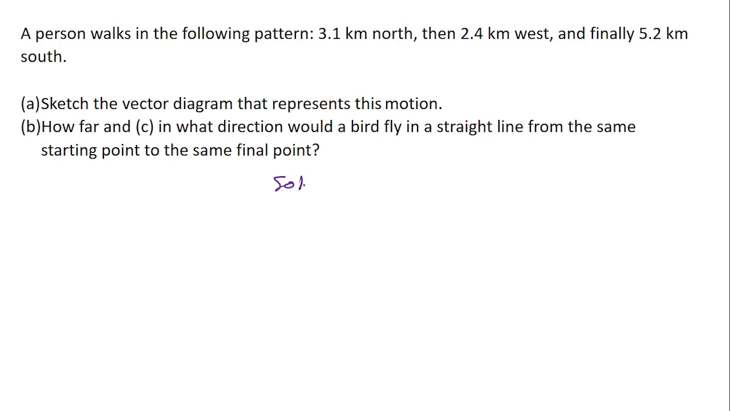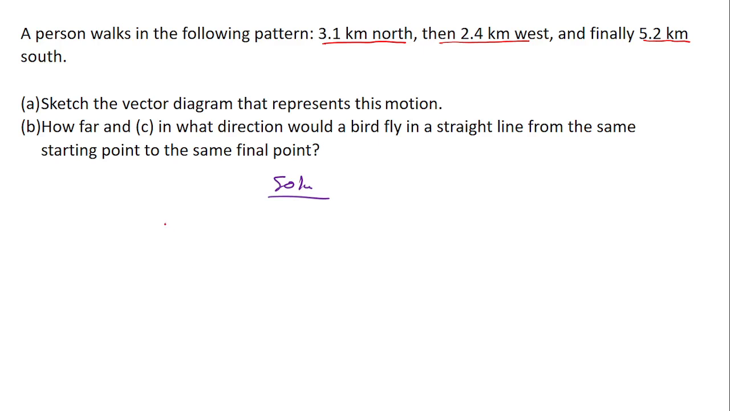Solution. So the next question is, a person walks in the following pattern. So these questions are just to follow how they are moving. A person walks in the following pattern: 3.1 kilometers north, then 2.4 kilometers south, and finally 5.2 kilometers south. So the first question is, sketch the vector diagram that represents this motion.